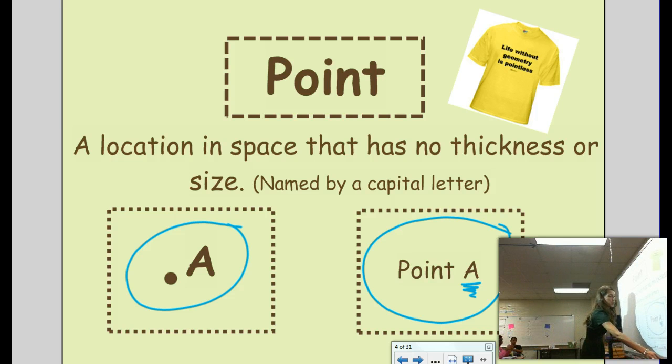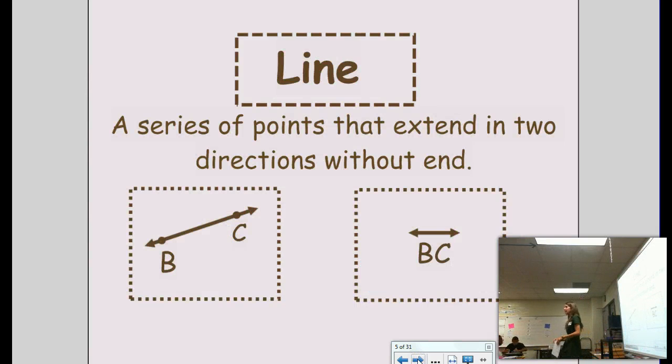Okay. Who had line? Okay, so the next word on your list is line. L-I-N-E, line. We see them everywhere. A series of points. Did you know that a line is really just a series of points? It's just a lot of dots connected. Did you ever do connect the dots when you were growing up? Connect the dots? Yeah. A line is just literally connecting the dots. Series of points that goes on forever in 2 directions without end.